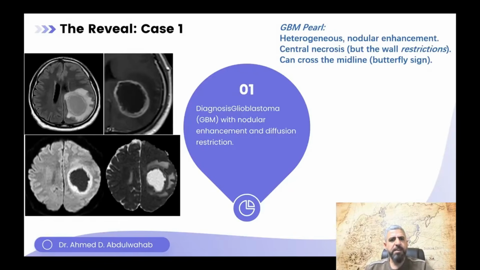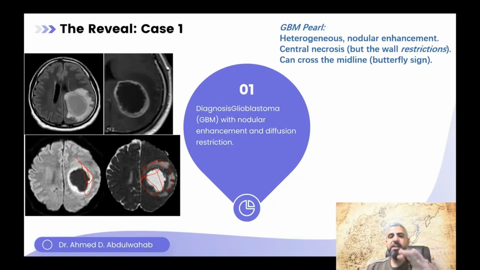There is nodular enhancement and wall diffusion restriction. See the wall? This is the clue that I didn't comment on, because you have to do something yourself. This is the golden finding. The wall itself is restricted if you compare here. The wall is showing diffusion restriction.